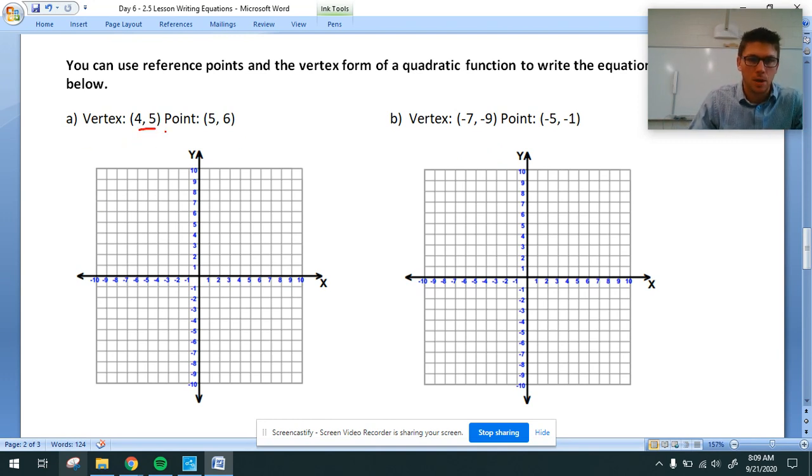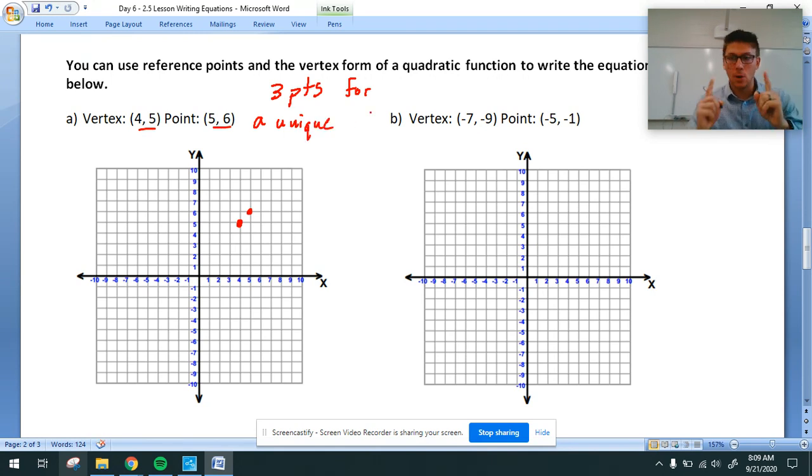So let's say, for example, the vertex is 4 comma 5. So we're here and here. So you could plot it, and they give us the coordinate 5 comma 6. Well, in order to write the exact equation, we technically need 3 points for a unique quadratic, meaning it's the only one that fits it. Well, the issue is they only gave us 2 points, but did they really only give us 2 points?